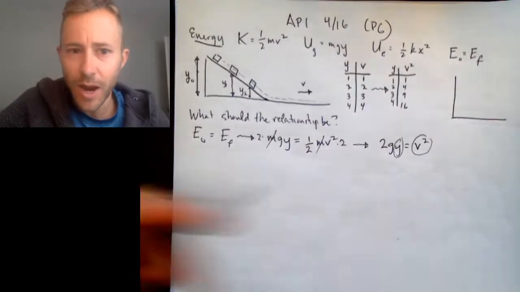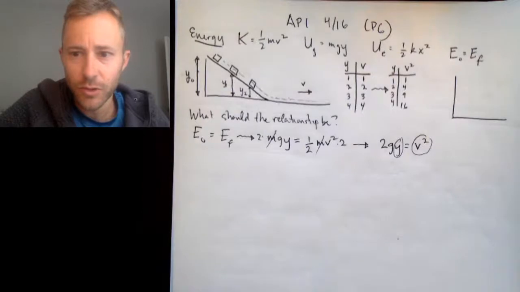U sub g is gravitational potential energy. U sub e is elastic potential energy.